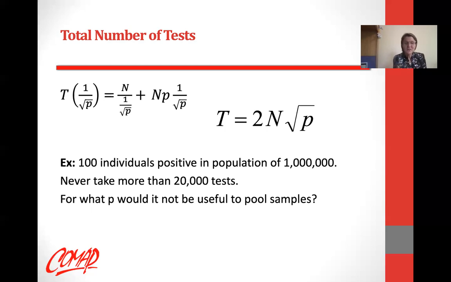So the next question that we pose here is to think about, for what p-value would it not be useful to pool samples? Because we saw that, right? If you have a lot of people who test positive, then you're going to have to go back and retest a lot of people. So there must be some threshold where if the probability of positive is bigger than some number, we shouldn't use pool testing. We should just test everybody individually.